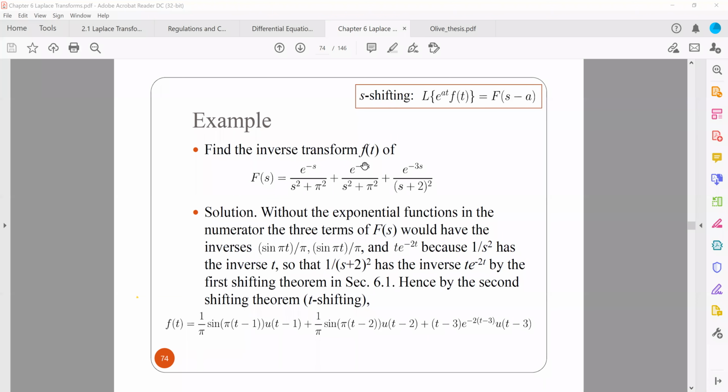For this other one, it has e to the minus 2s, so we'll know again it's shifted by 2 and multiplied by ut minus 2. This one has minus 3s, so it's shifted by 3, t minus 3, and then also multiplied by the step function, so everywhere where there is t, you have to put t minus 3. So for this one, you have t minus 3, then e to the power minus 2 times t minus 3, and then you multiply it by the step function.